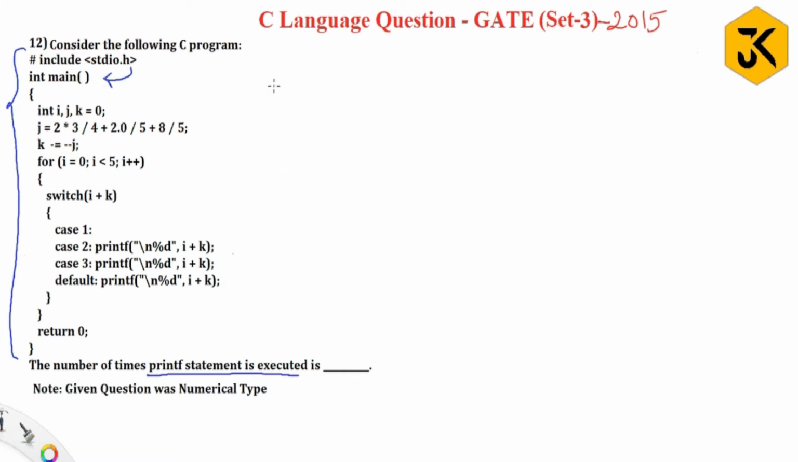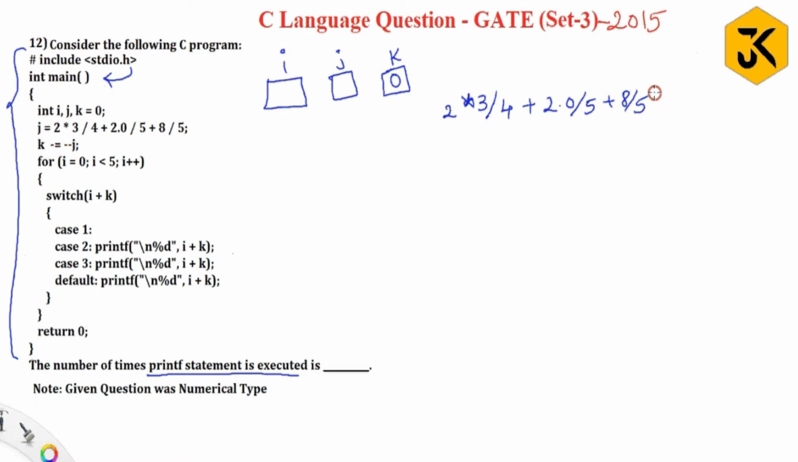You know, every C program will start executing from the main method. The immediate statement they have given is that they have declared some integer variables i, j and k with some initialized value as 0. The next statement is an expression: 2 multiplied by 3 multiplied by 4 divided by 4 plus 2.0 by 5 plus 8 by 5.